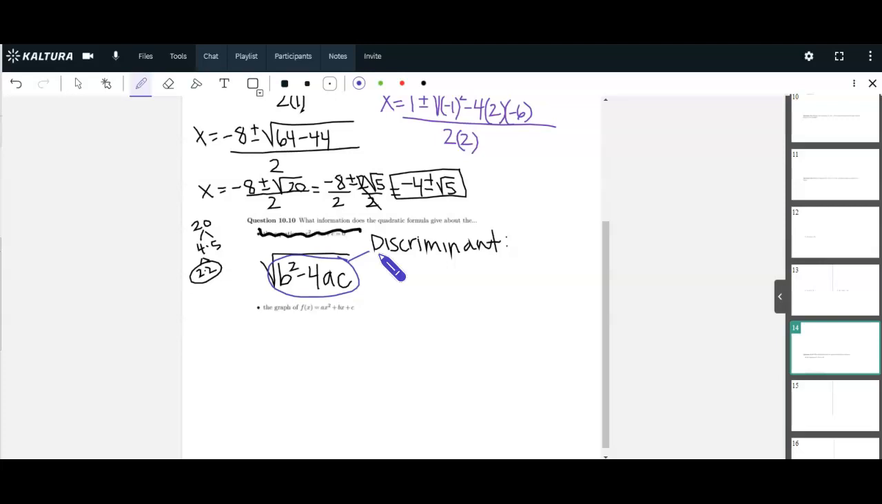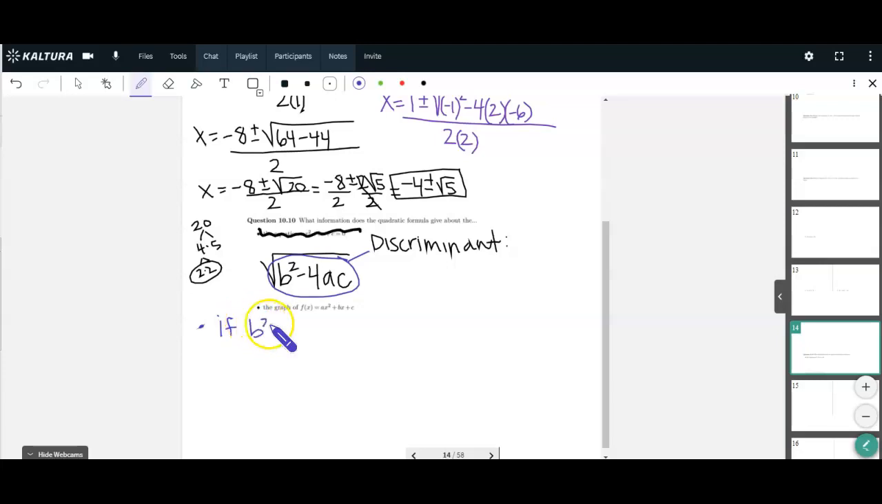Now the discriminant tells us a lot of different things about our formula, and it mostly is going to give us hints to how many and what kind of solutions we're going to end up with. Okay, so let's look at these. I'm going to put this down here, so we're going to talk about 3 different things.